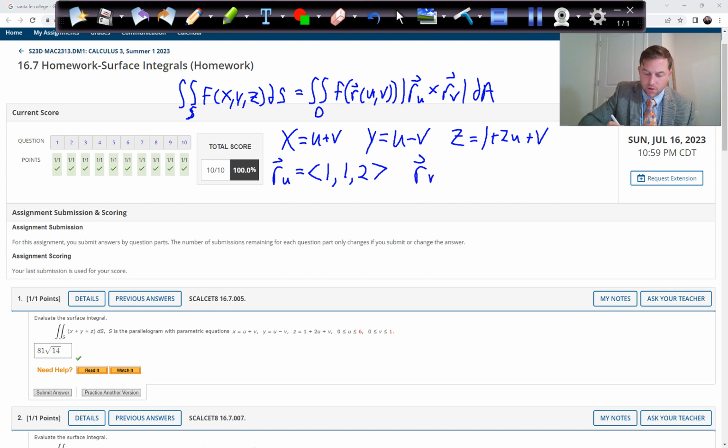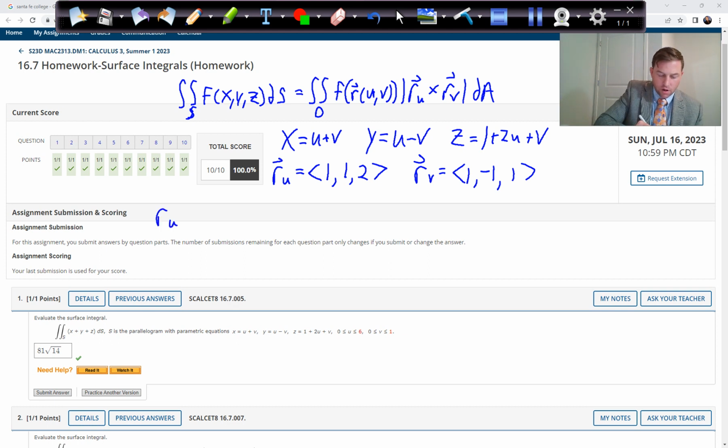r_v, the partial of r with respect to v, is going to be the same three equations. Take the partials with respect to v now. Partial x with respect to v is also 1. Partial y with respect to v is minus 1. And partial z with respect to v is positive 1. So we have those three.